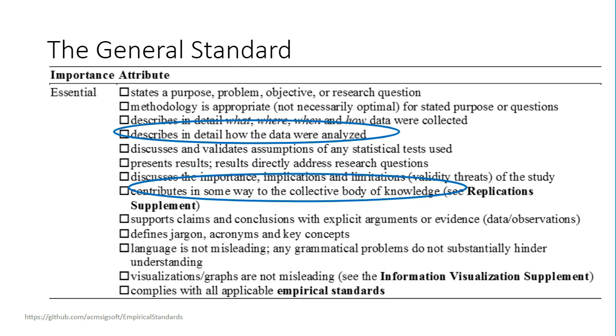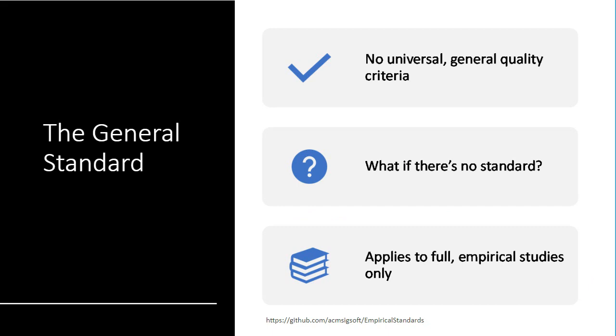I'm going to skip the desirable and extraordinary attributes for now, but a few key points in the general standard need highlighting. First, we take the position that there are no universal general quality criteria like internal validity. Such criteria are rooted in a specific philosophical perspective and don't apply to research that embraces different perspectives. Each study should be assessed on its own terms. Cross-paradigmatic criticism is not valid.